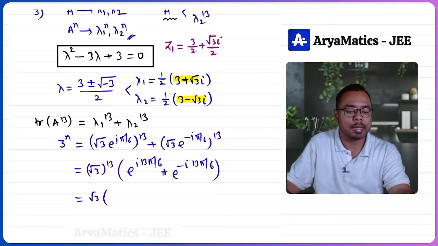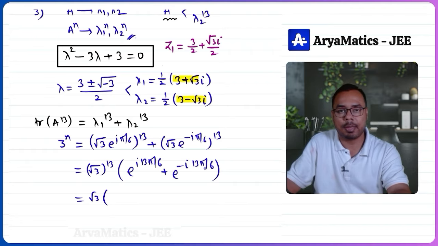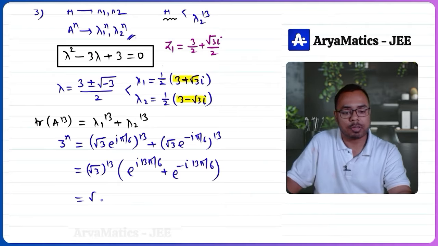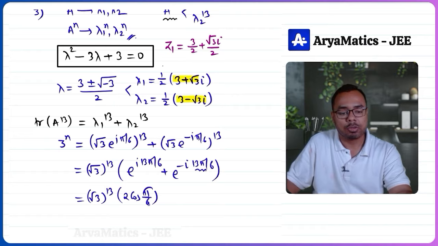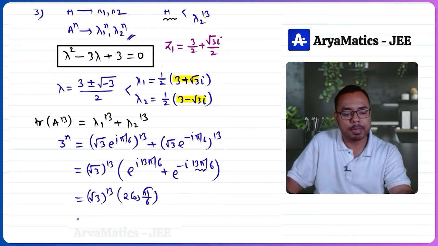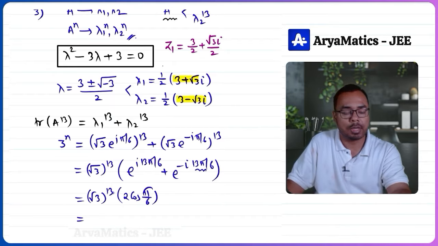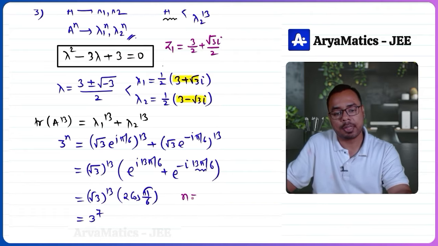So cos pi by 6 plus iota sin pi by 6, and from here the imaginary part will cancel. So basically you will get 2 into, in fact this number outside was root 3 raised to 13, and here you will get 2 into cos pi by 6, because the iota sin pi by 6 term will cancel with this conjugate, right? And the real part you will get twice. So cos pi by 6 is root 3 by 2, that means ultimately this is root 3 raised to 13 into root 3, that means 3 raised to 7. So from here clearly you can see that the value of n will be nothing but 7, right?